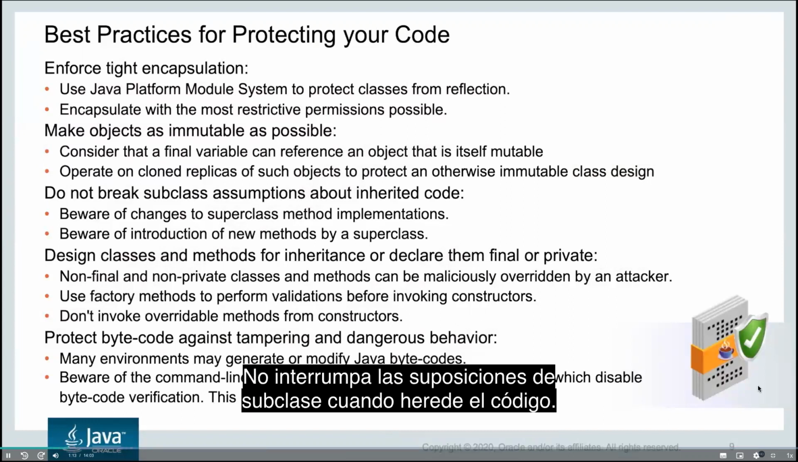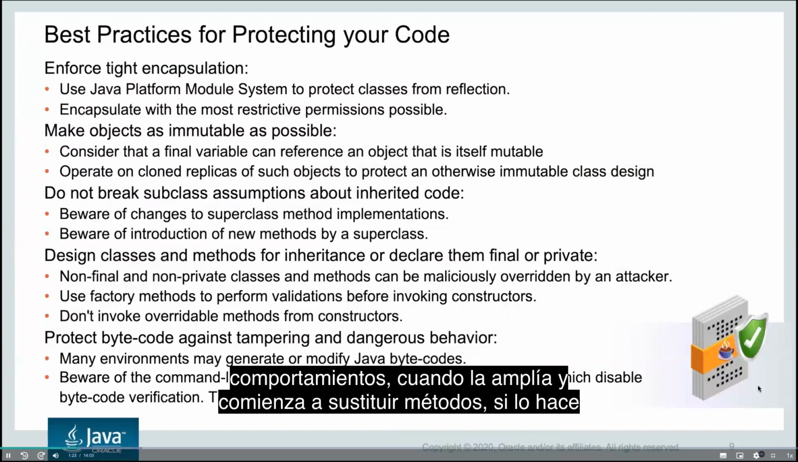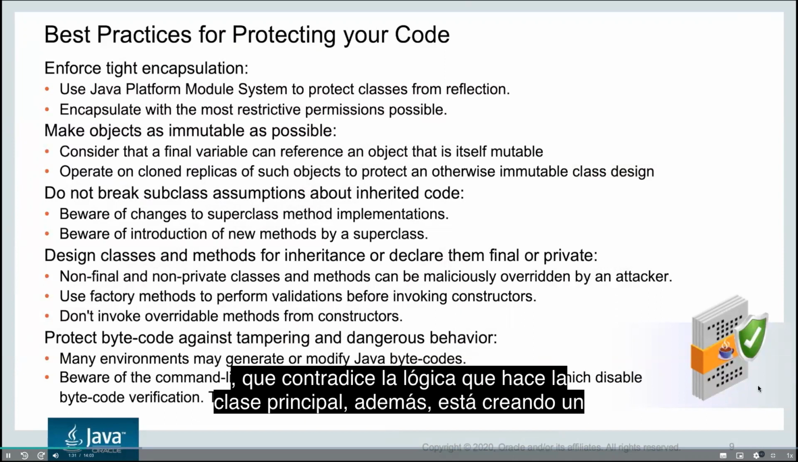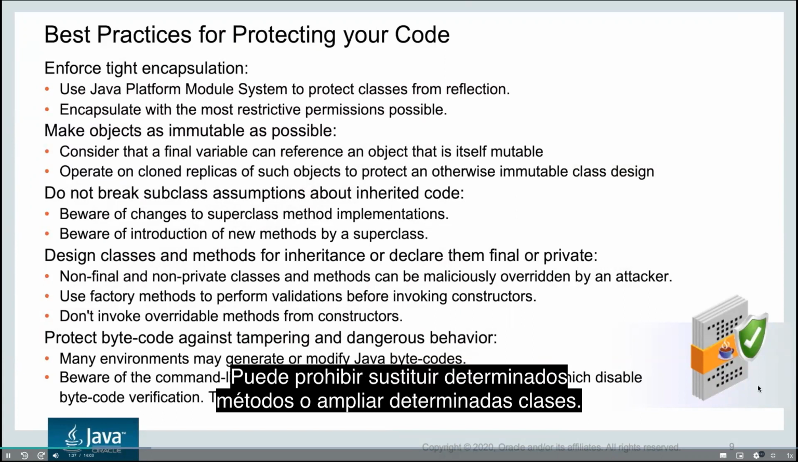Do not break subclass assumptions when you inherit in the code. So when you have a parent class and it describes some behaviors, when you extend it, and you start overriding methods, if you do something in the overridden method that compromises the concept of the parent class, that contradicts the logic of what the parent class is doing, well, you're creating a problem here. Consider forbidding overriding certain methods or extending certain classes.